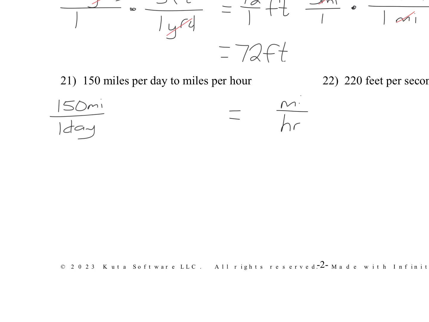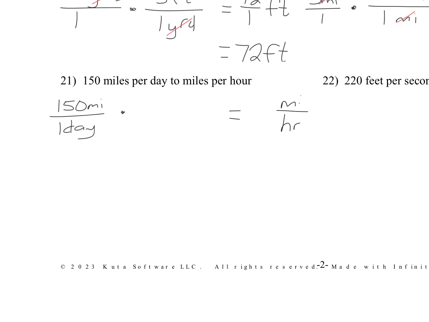Now, look at top first. We have miles on the top on the right. What do we have on the left? Miles. So we don't have to do anything with that one, correct? Yeah. Now look at the bottom. We have hours and days. There's 24 hours in one day.